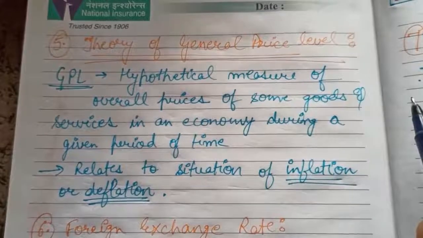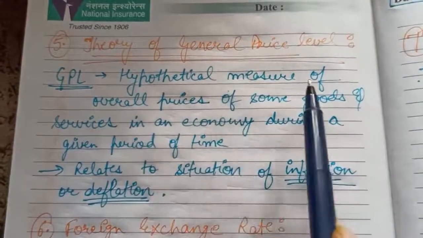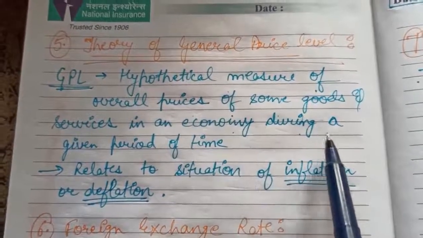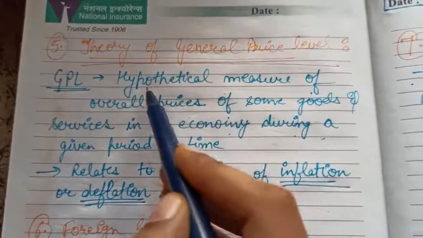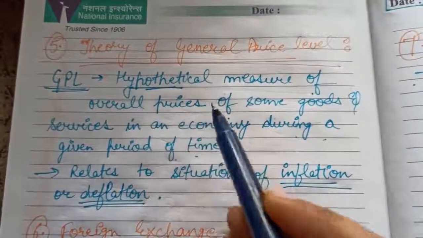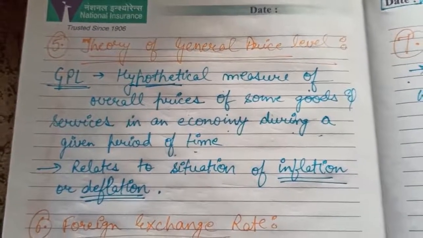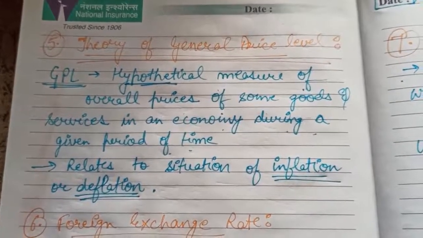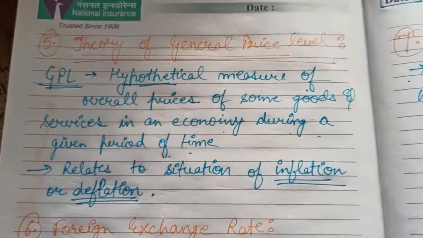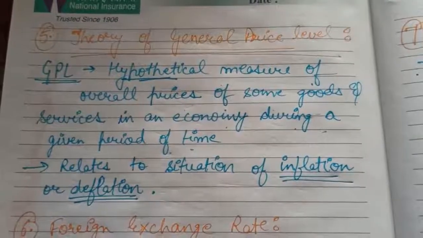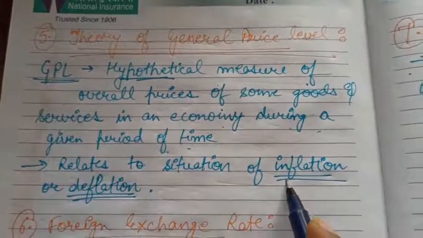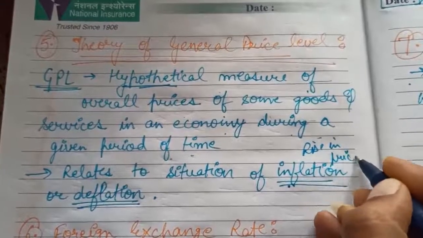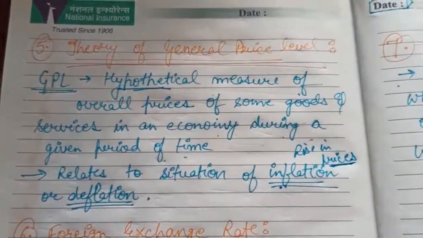Now what is general price level? It refers to a hypothetical measure of overall prices of goods and services in an economy during a given period of time. Now what is hypothetical? Hypothetical means assumed. Basically in the general price level, the government calculates the estimated or the assumed prices of various goods and services, on the level of which the situation of inflation or deflation is known by the government. Now what do you mean by inflation? Inflation means rise in prices, जिसको हम in normal language कहते हैं महंगाई, right?